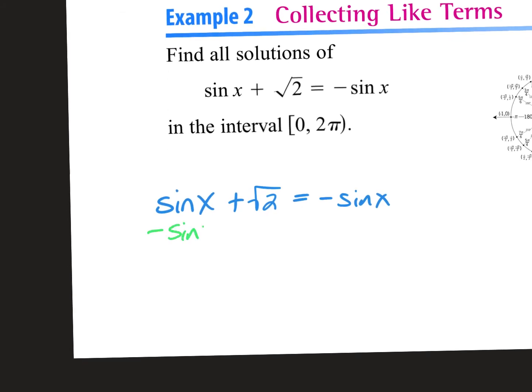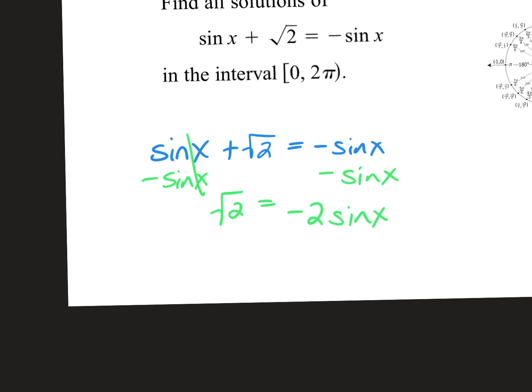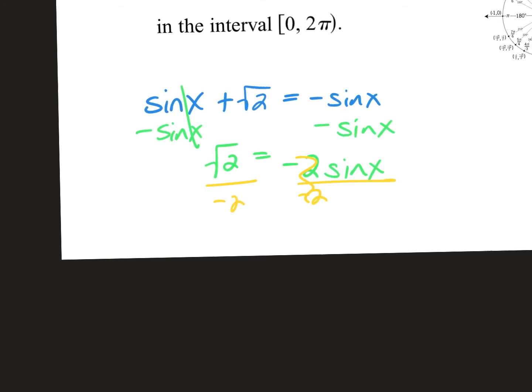So you want to subtract over here? Minus the sine of x, minus sine x. You guys agree? Okay, so I have the square root of 2 equals what? Negative 2 sine of x's. Good. Now I want the sine of x all by itself. Divide by negative 2. So this says sine of x equals negative root 2 over 2.